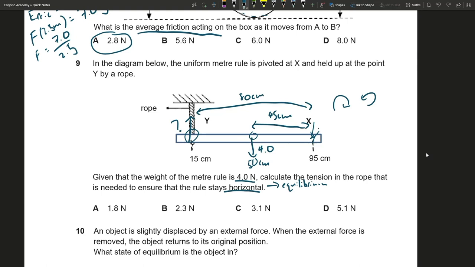So we have 80 times our unknown force, which gives us our clockwise moment, equal to our weight, 4.0 times 45 cm here, which gives us our anti-clockwise moment. So F is just 4 times 45 over 80, and that is 2.3.